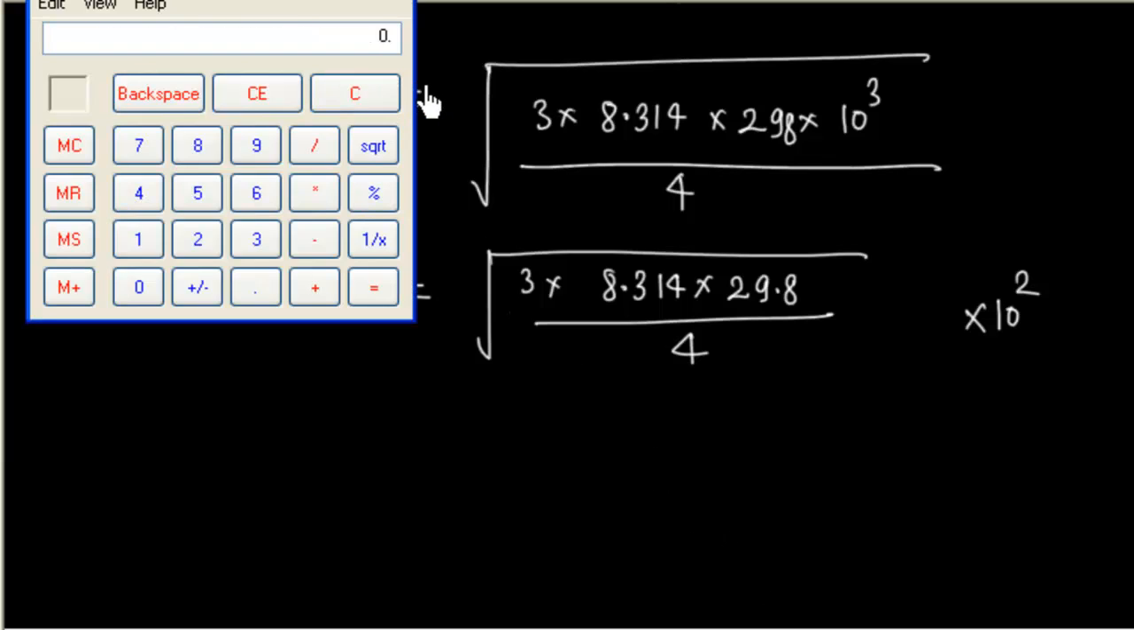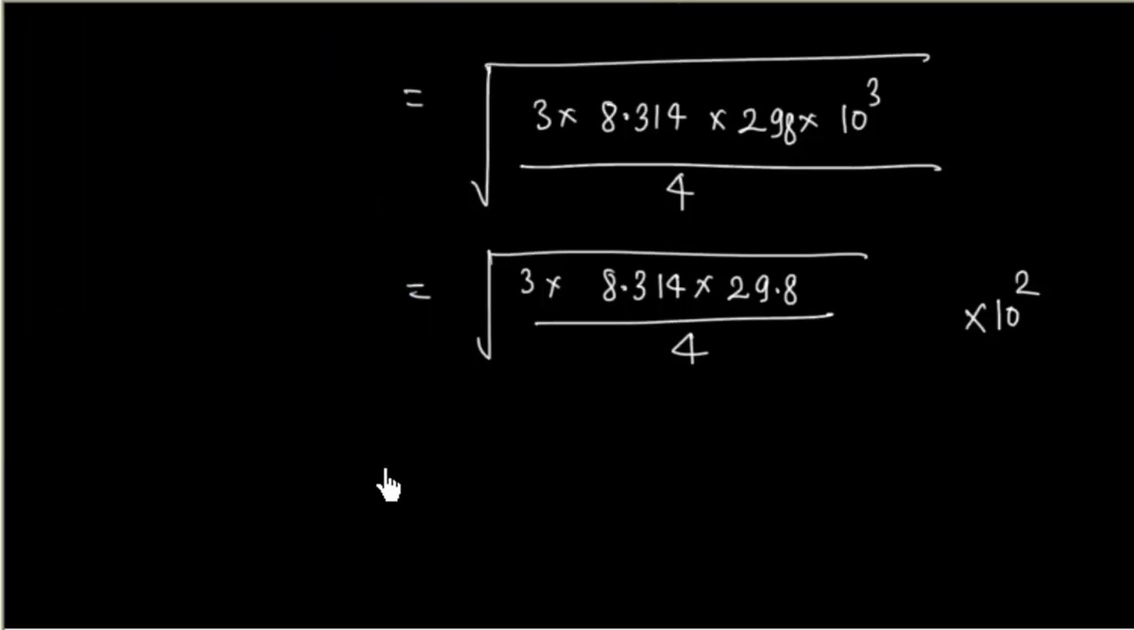So we have 3 multiplied by 8.314, multiplied by 29.8 and divided by 4, and then we have to take a square root. So we have 13.63 into 10 to the power 2 meter per second.